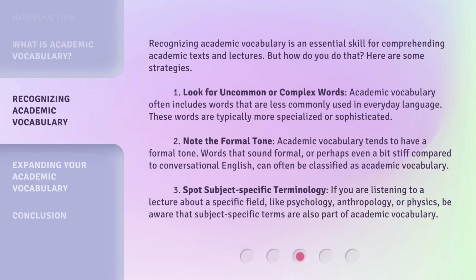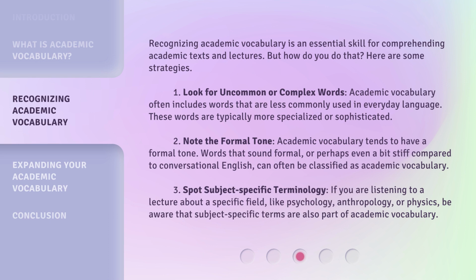Recognizing academic vocabulary is an essential skill for comprehending academic texts and lectures. But how do you do that? Here are some strategies. 1. Look for uncommon or complex words. Academic vocabulary often includes words that are less commonly used in everyday language. These words are typically more specialized or sophisticated.